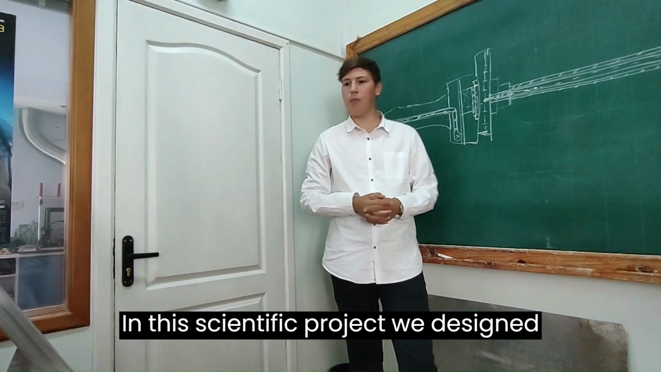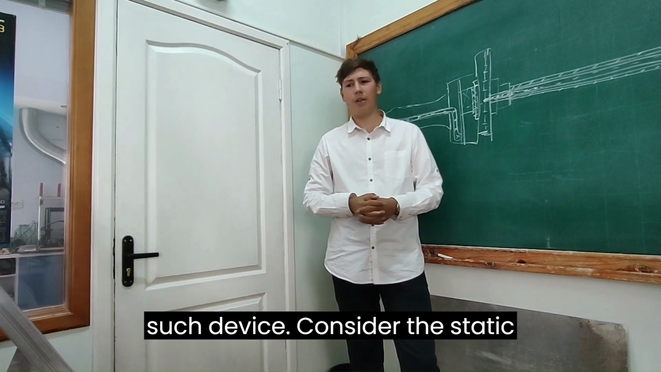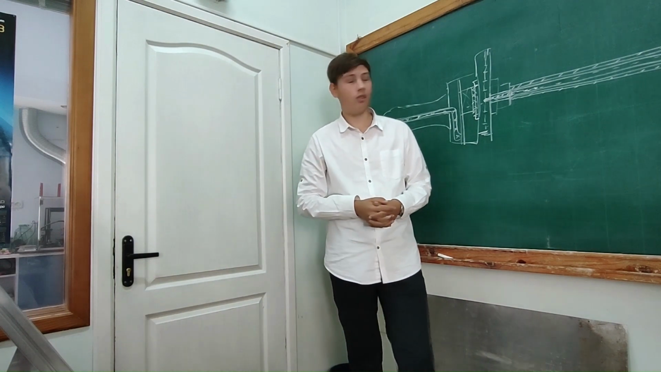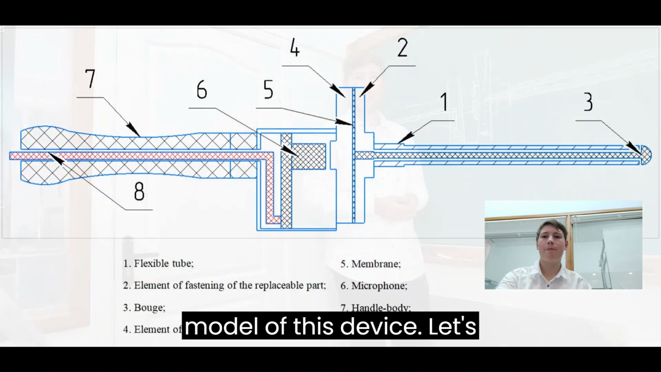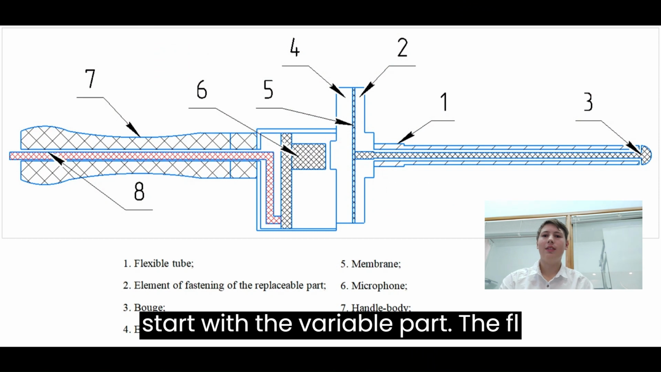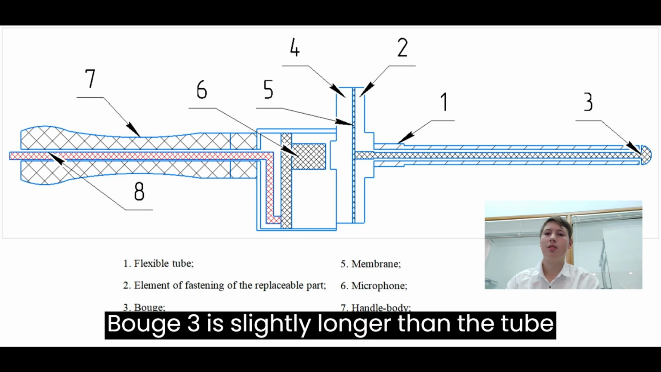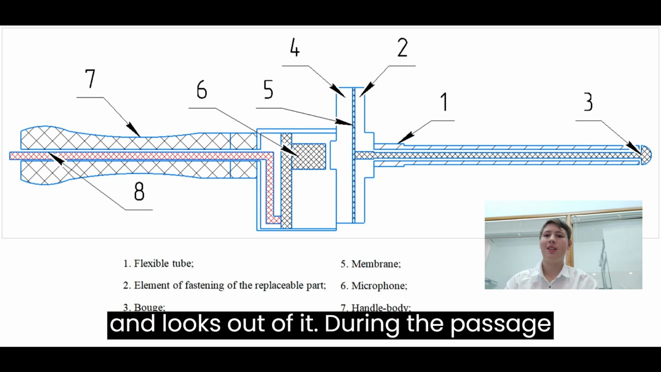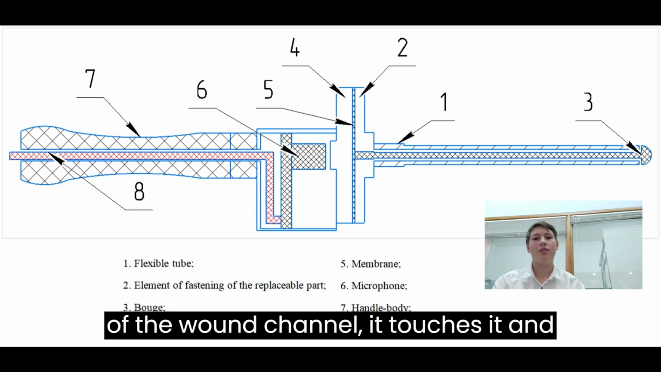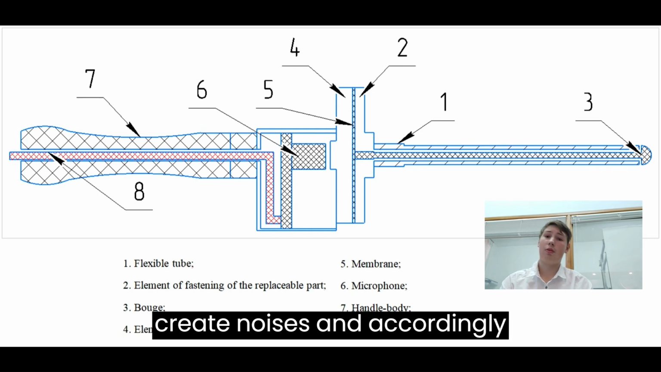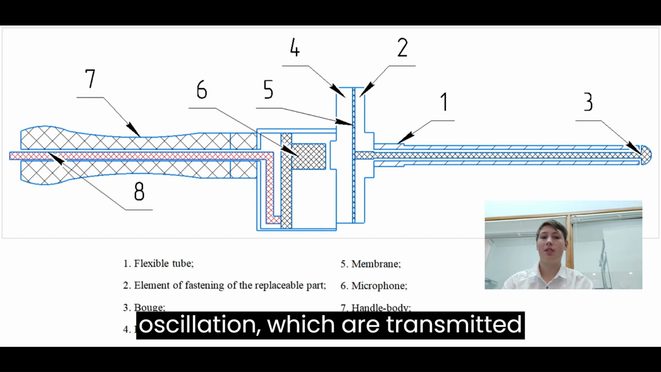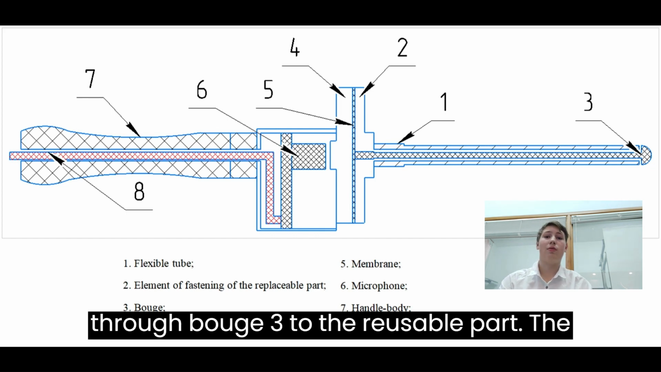In the scientific work, we describe the device. Consider the static model of this device. Let's start with the variable part. The flexible tube 1, connected to the fastening element 2, enters the wound channel. Bush 3 is slightly longer than the tube and looks out of it. During the passage of the wound channel, it touches it and creates noises, and accordingly oscillation, which are transmitted through probe 3 to the reusable part.